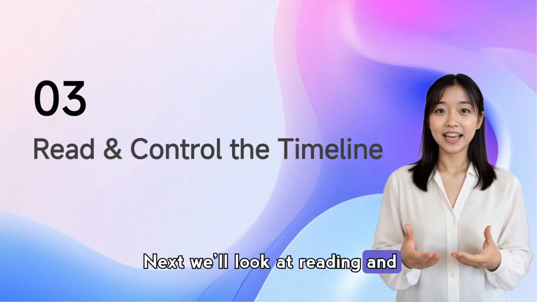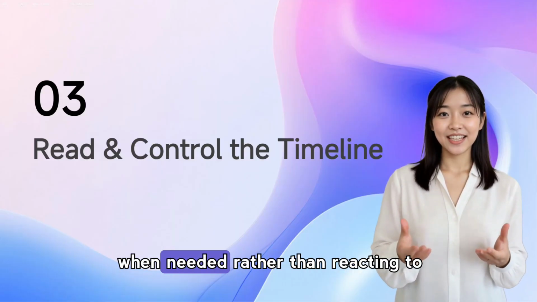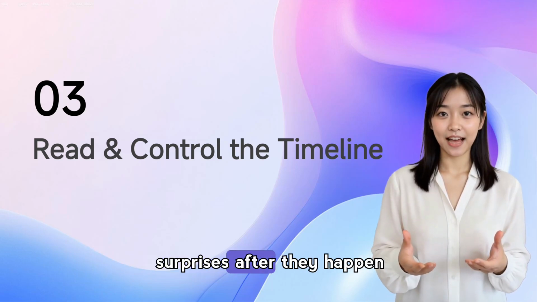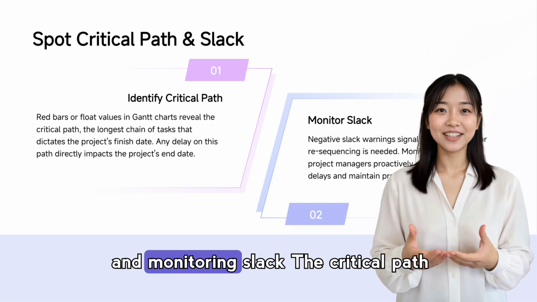Next, we'll look at reading and controlling the timeline so you can keep delivery on track and intervene when needed rather than reacting to surprises after they happen. A key skill is spotting the critical path and monitoring slack.